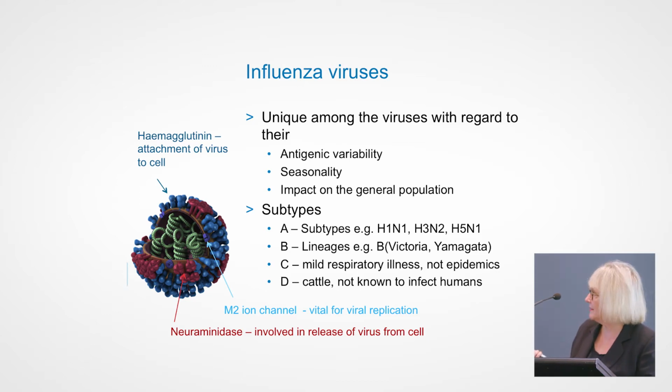The neuraminidase molecules, which are depicted in this red colour here, are involved in the release of the virus from the cell. So the virus particle gets into your respiratory epithelial cell and it multiplies in there, and the neuraminidase molecule is important in it getting out of the cell and going on to infect other cells and then ultimately to infect other creatures. So we do have drugs that effectively target neuraminidase, and you're very familiar with the neuraminidase inhibitors, which I will talk about a little bit later.